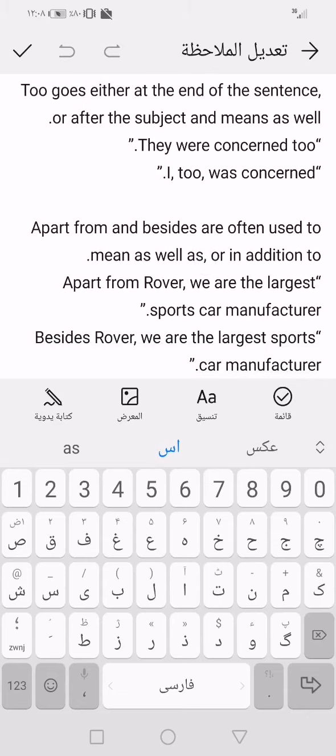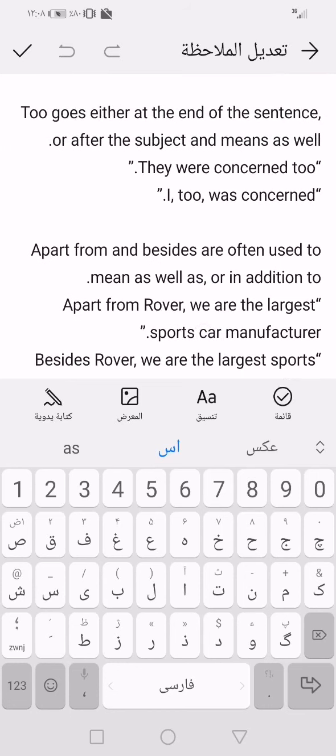I too was concerned. يعني أما تجي في بداية الجملة في نهاية الجملة أو تأتي بعد الفاعل.